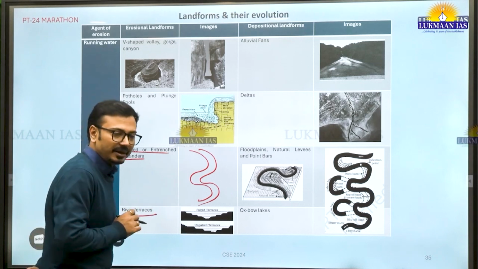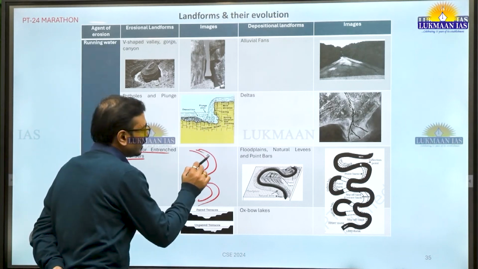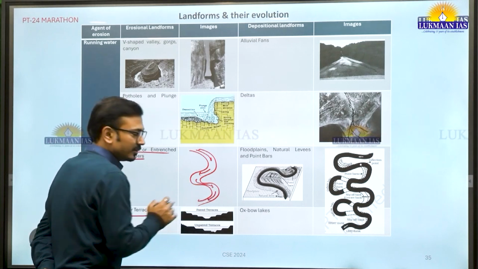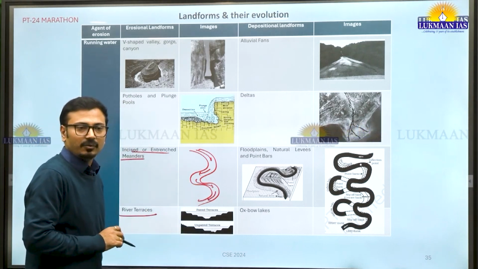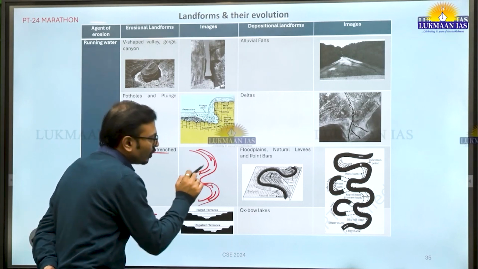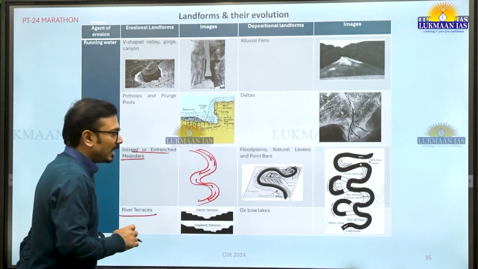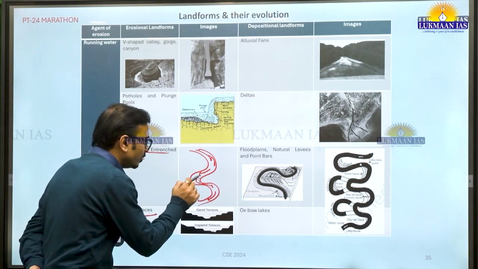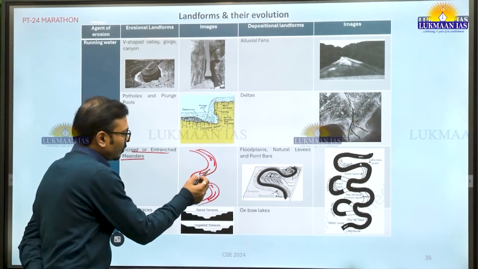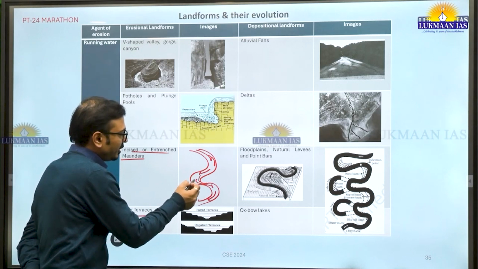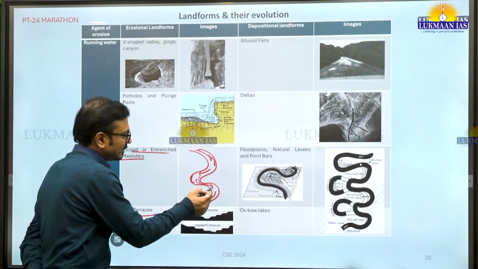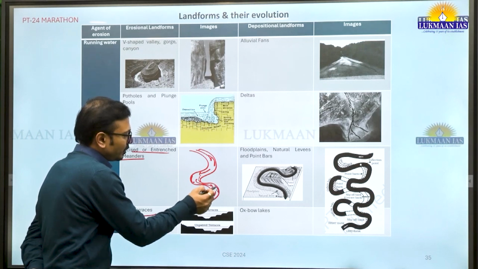Now, pay attention here. What happens in meandering? The river water is moving like this, and because of that, along the concave side of the river there will be more active erosion, and along the convex side there will be more deposition. When the water is moving like this, here there will be deposition, here more erosion. Further, again it moves like this, there will be deposition, and more erosion on this side.